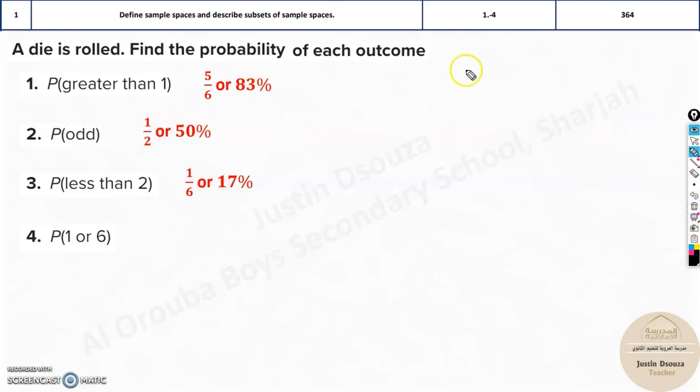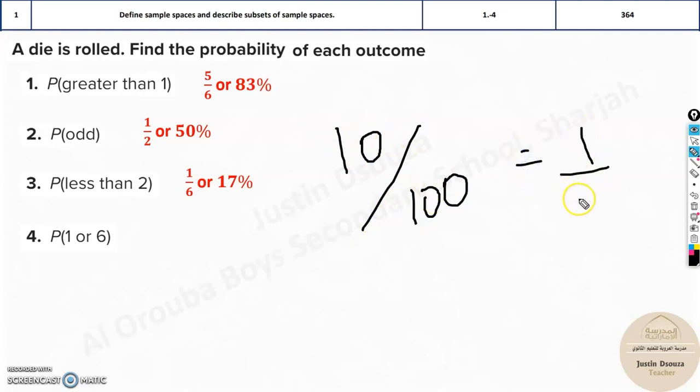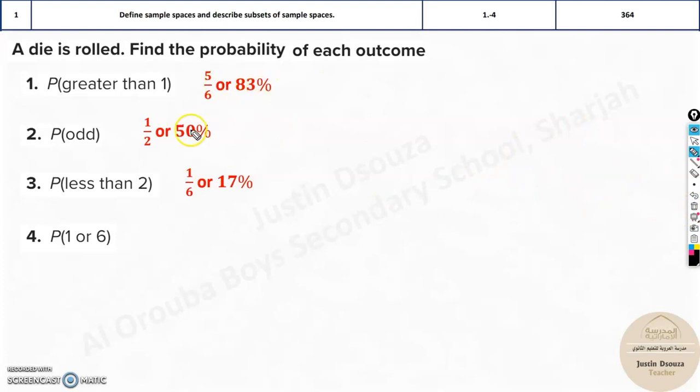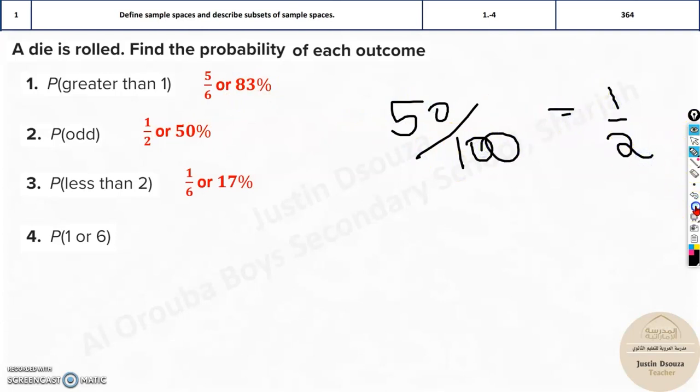Now, if you see anywhere, I have 10% chance that I will win. That means 10 divided by 100. That means there is a chance of 10 out of 100 or 1 by 10. Now, over here, let's say 50%. 50% means per divided by 100. That means it's 1 by 2. So that is what it means.